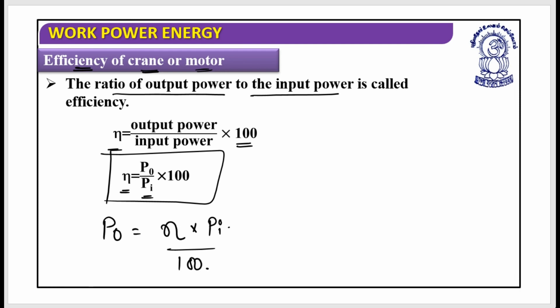I hope this is clear. Or let's suppose I have been given the output power and efficiency, and I require the input power. Then input power can be calculated as P output divided by efficiency multiplied by 100. So this can be done. I hope this is clear. Is it clear? So let's do a question based on this.